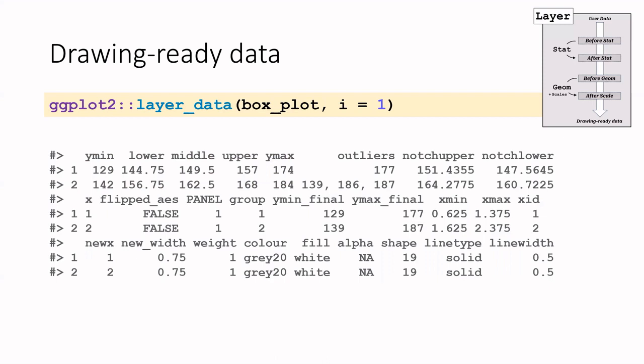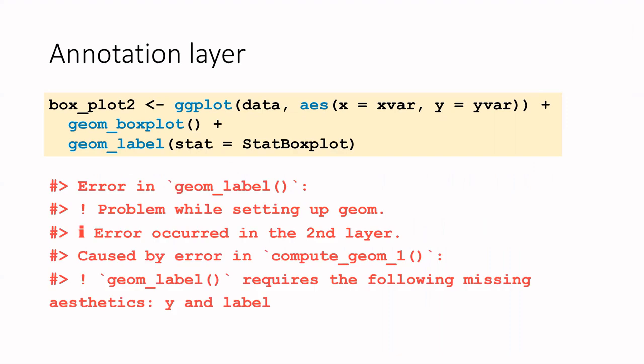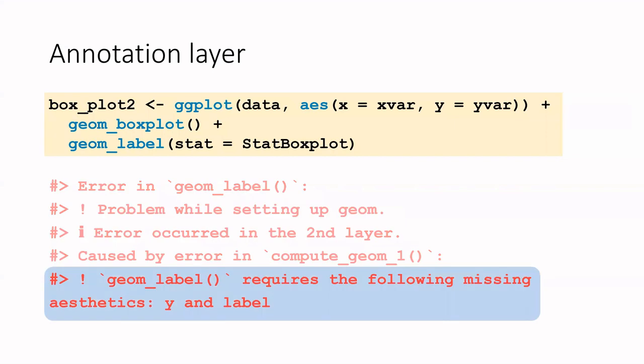And I'm going to demonstrate that now, returning to the more difficult box plot annotation layer. So for our box plot annotation layer, let's just repeat the naive approach and swap out the box plot geom with the label geom and start from there. Again, the plot errors with the same message we saw before, and it specifically blames the second layer. And here, we want to focus on this last part where it says geom label requires some missing aesthetics.